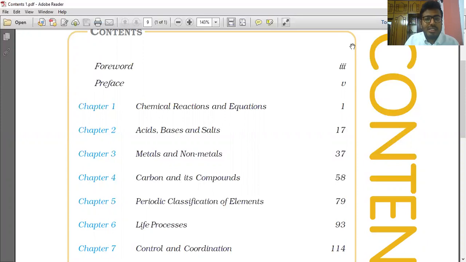So in that chapter you'll be learning about different types of chemical reactions, how the reactions are made inside and outside. There are conditions, atmosphere, and different perspectives in that.